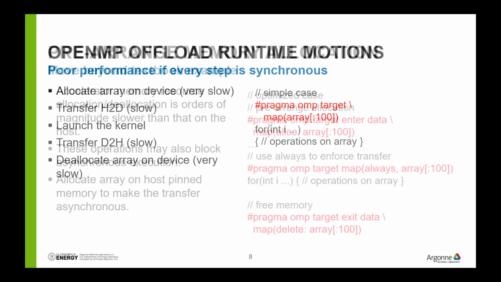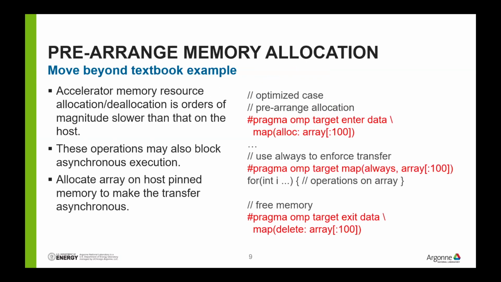That's why you've seen in Colleen's example that you need to pre-arrange your data allocation and also pre-arrange your data movement if it's possible. So OpenMP gives you those enter data, exit data, that allow you to pre-arrange those device-resident data.